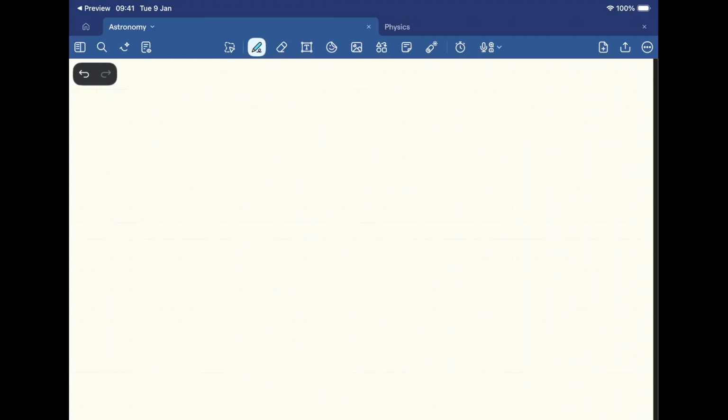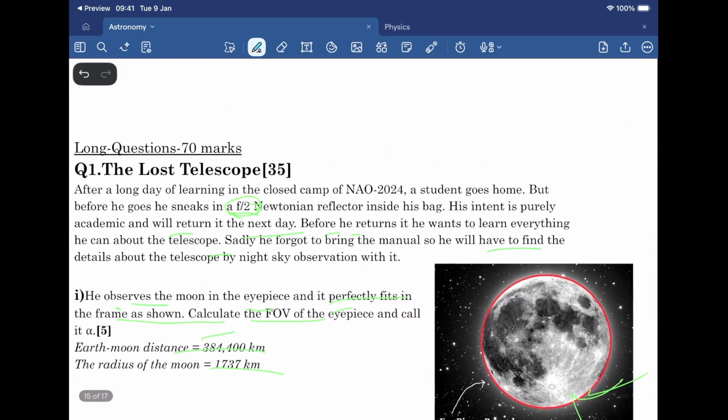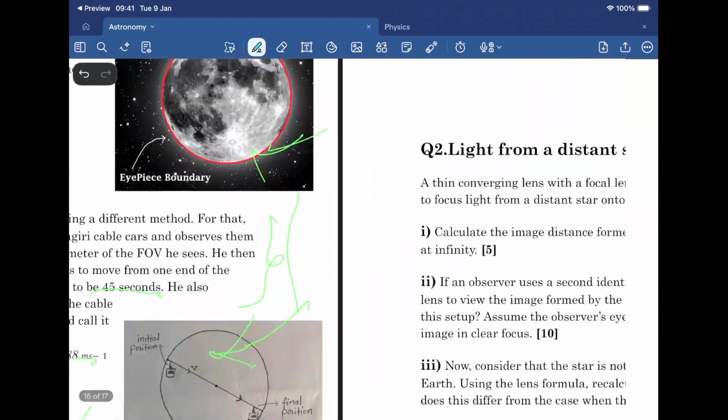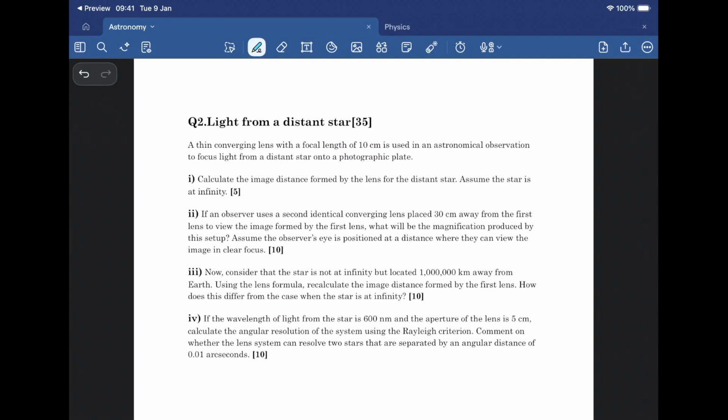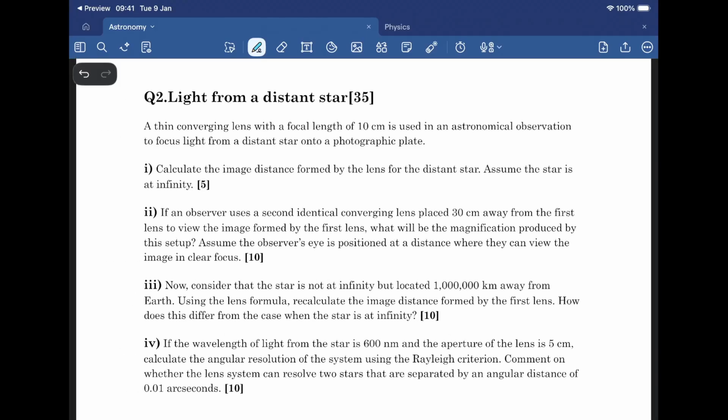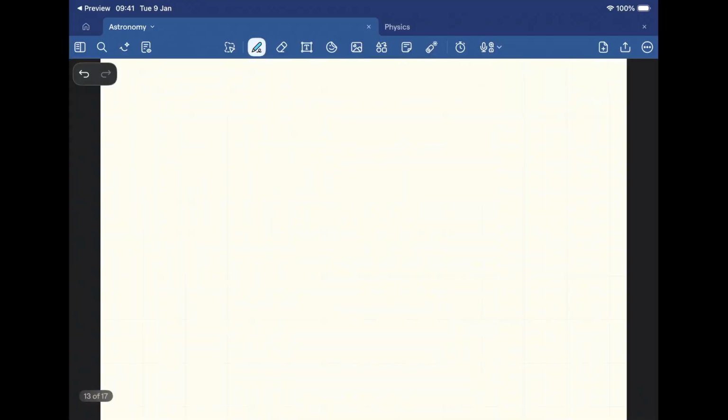Okay. So now, do we have any other questions? Yes. Okay, focal length is 10 centimeter from infinity. Okay, let's do some questions. I will end it here for today.